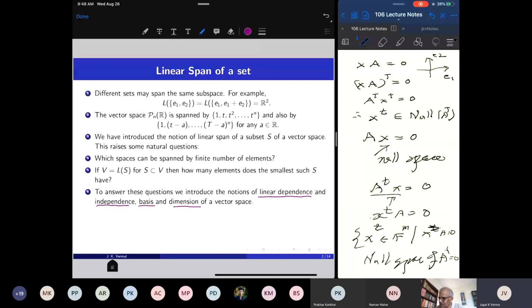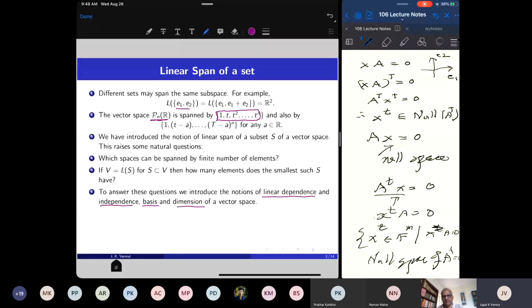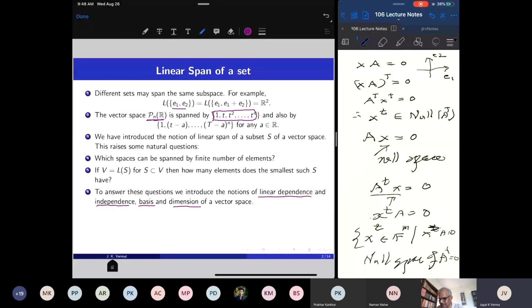So it will turn out that R2 is two-dimensional. It is the linear span of two vectors, and it can't be obtained as the linear span of one. Then P_n(R) is the linear span of these n plus 1 polynomials. It cannot be the linear span of fewer than n plus 1 polynomials. We'll see that. So P_n(R) will have dimension n plus 1. Similarly, if I take Rn, it is the linear span of n standard basic column vectors E1, ..., En.